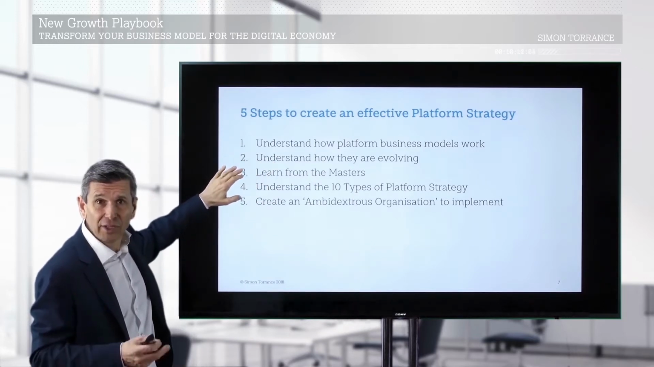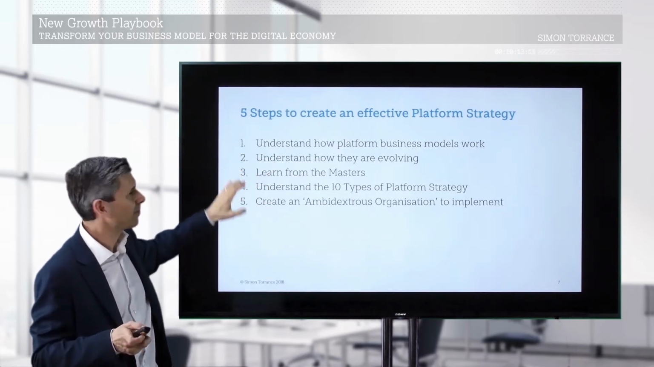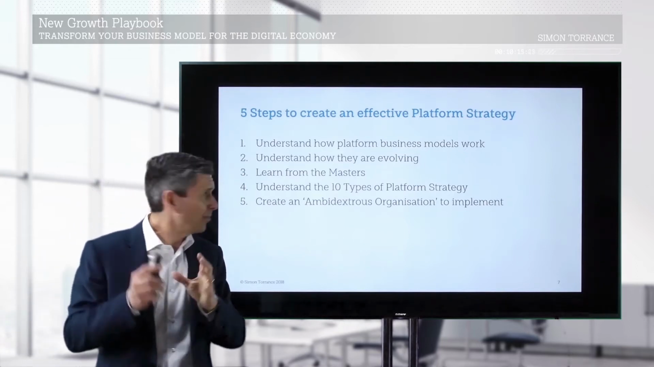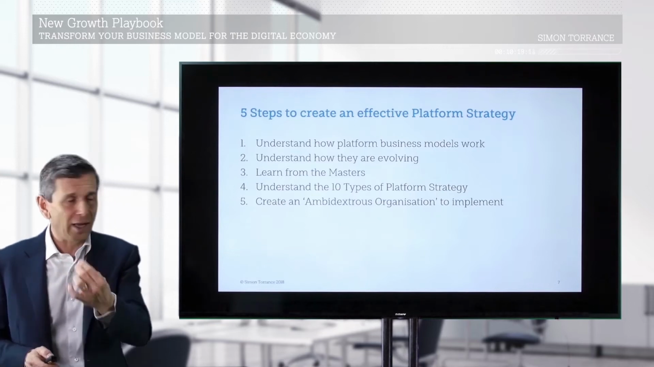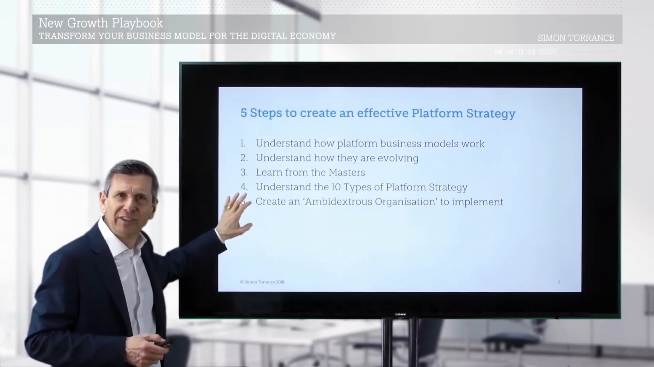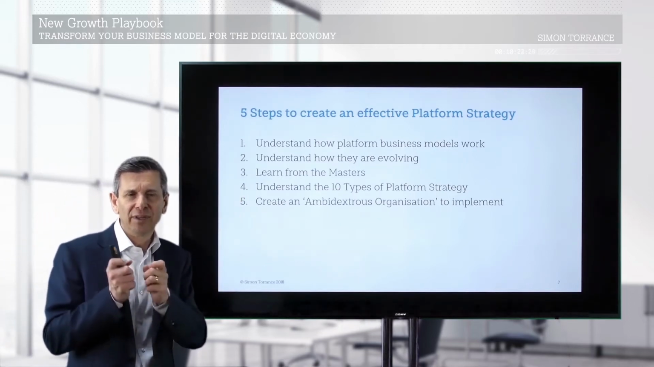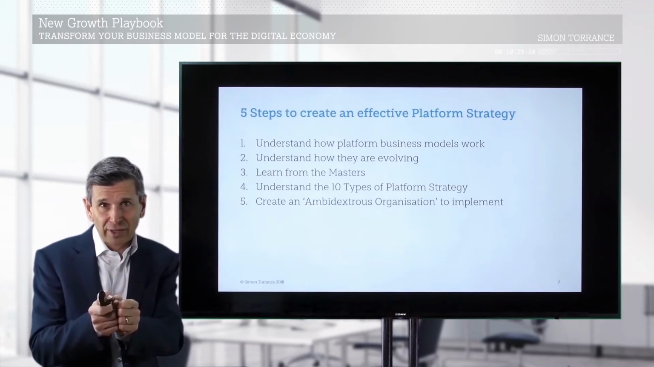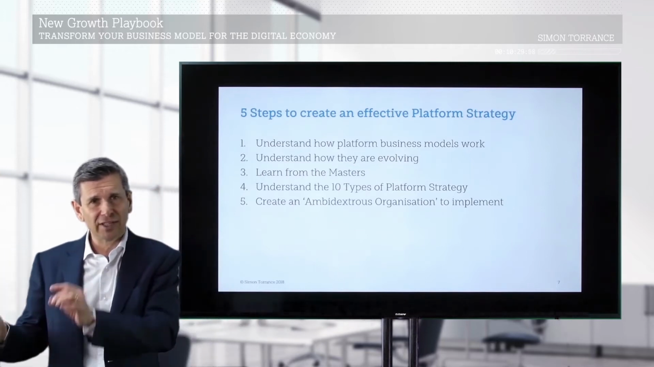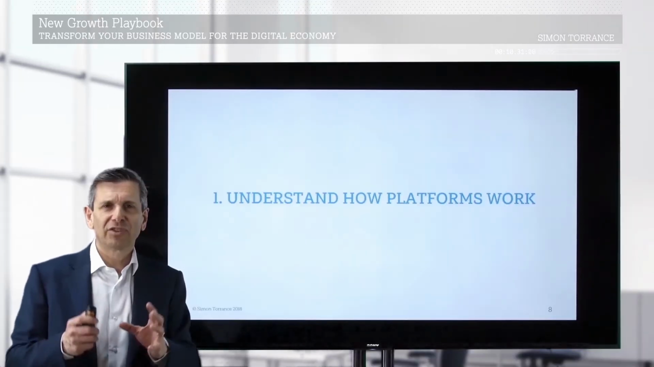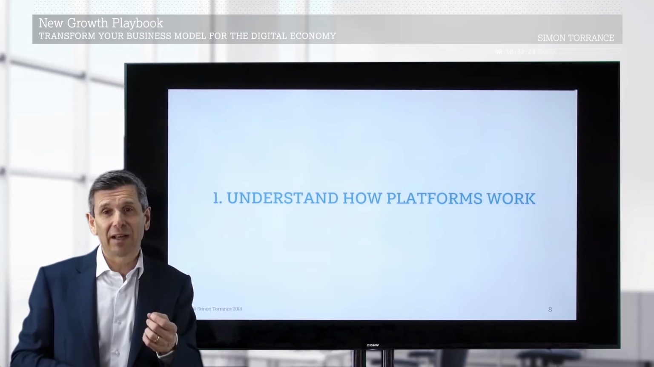To help us with that, let's learn from the masters who have done this. And then I'm going to introduce 10 types of platform strategy that you can consider and apply to your business. We do need to constantly keep in mind the need to create an ambidextrous organization. Remember, optimizing the present and inventing the future is critical here. So let's try and understand how platforms work.